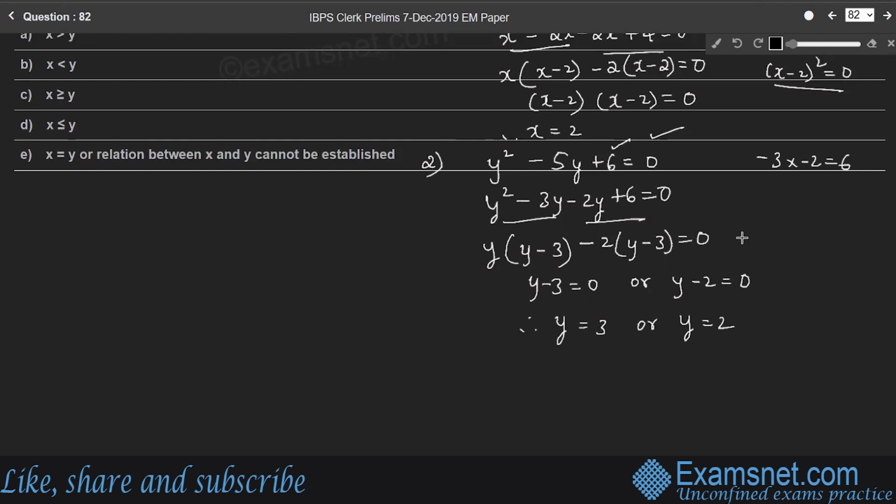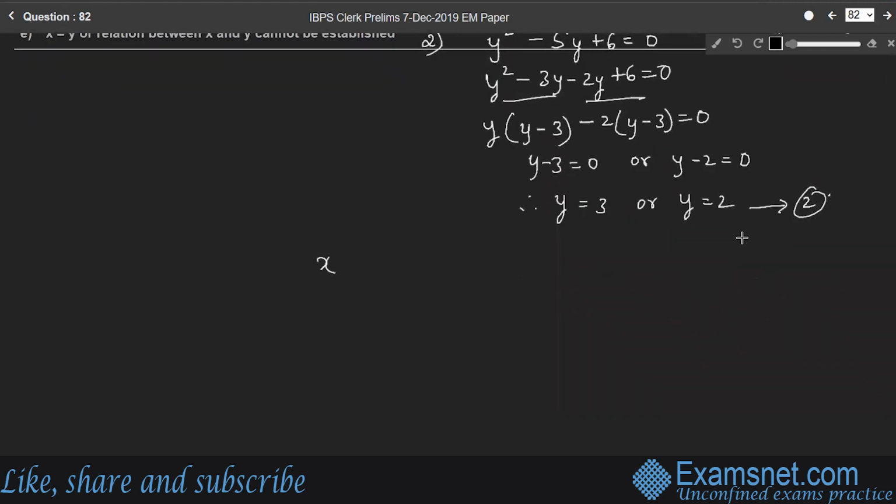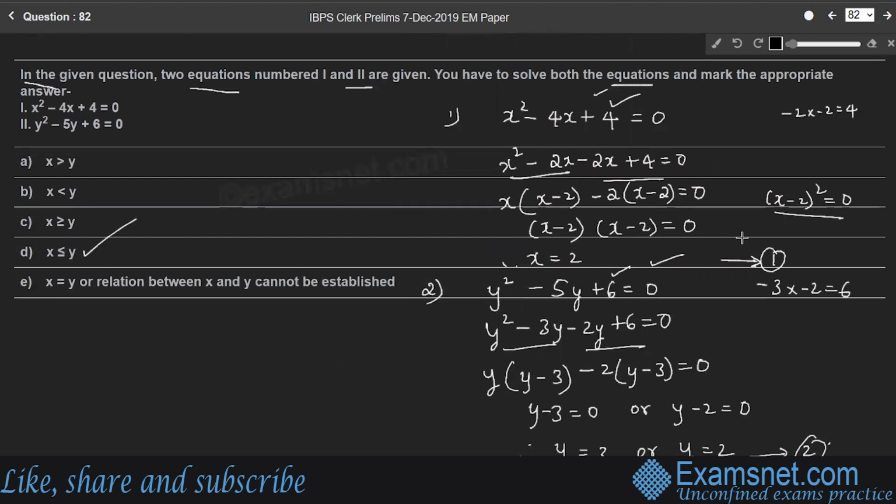So let us compare the values of x and y. So if x is 2 and the values of y. So x, y and the relation. So the value of x is constant, which is 2. If y is 3, so here x is less than y, right? 2 is less. If y is 2, x is equal to y. So we can conclude x is less than or equal to y, right? Therefore, option D, x is less than or equal to y is the right answer.